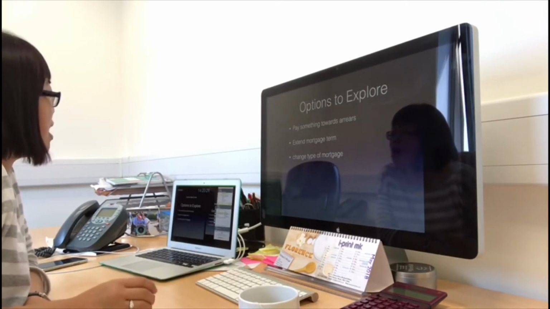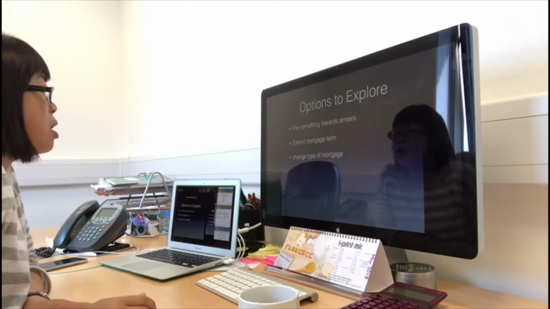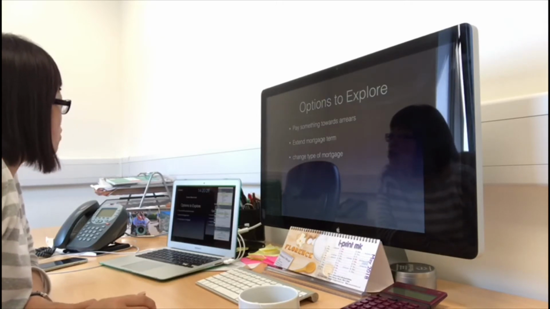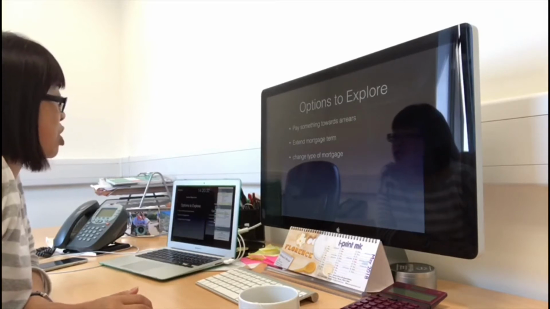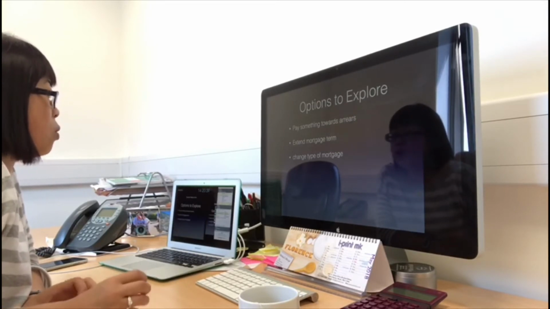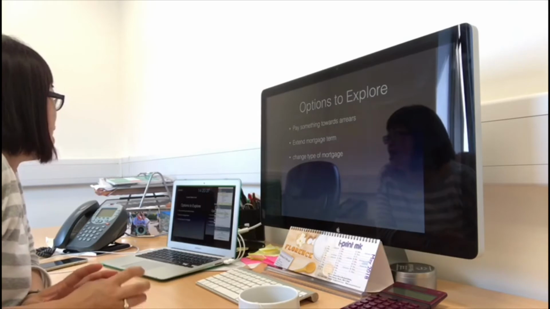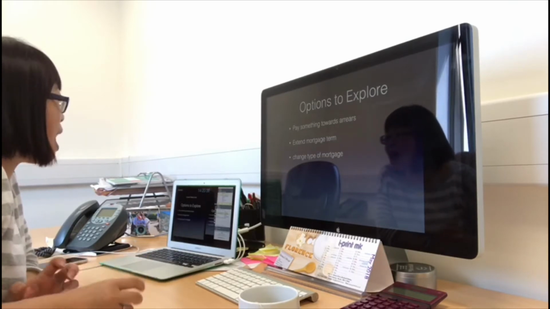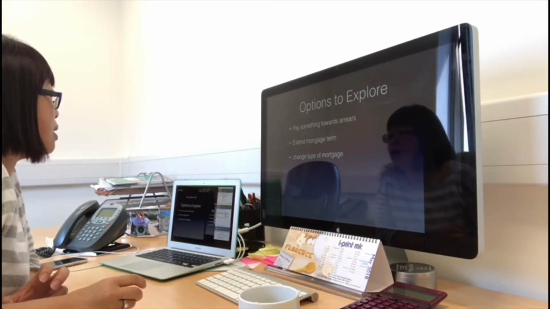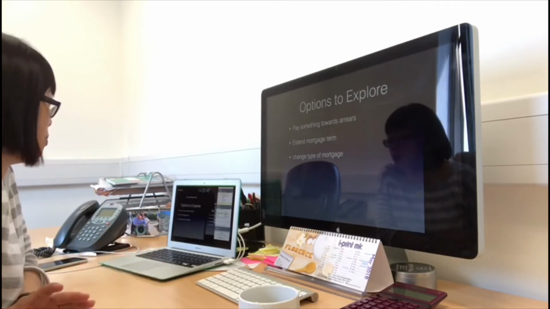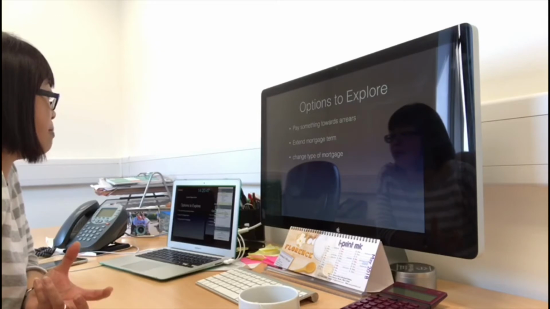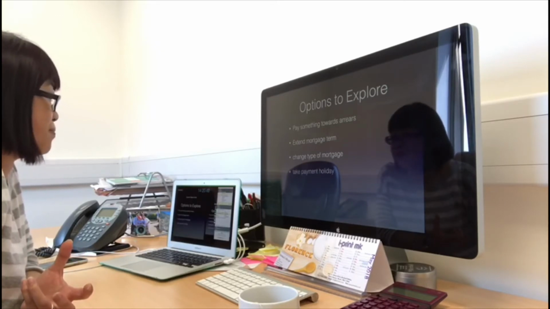So that means at the end of the mortgage term, the owner will have to find a way to either clear the balance in full or be in a position to sell the property. So there has to be enough equity in the property to allow the owner to sell the property, pay off the mortgage and make some money on top. Okay, so that's what's meant by changing the type of the mortgage.